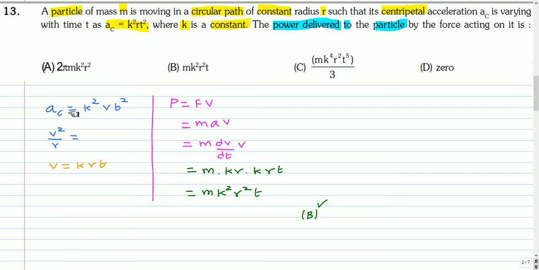So the centripetal acceleration is given as k square r t square, and centripetal acceleration is v square by r. This is the basic concept of circular motion. So from this we get the velocity as krt. Power is given as force into velocity, and force is m into a by Newton's second law, and acceleration is dv by dt. If we differentiate, we get dv by dt as kr, and for velocity we can use this expression. So we get the power as m into k square r square into t. The correct option is option B.